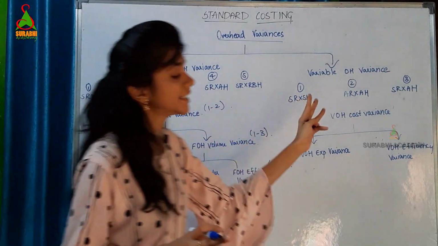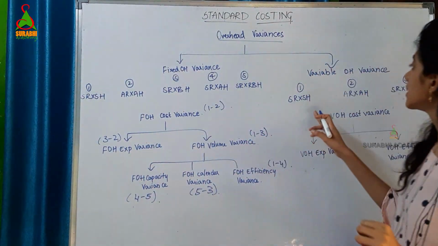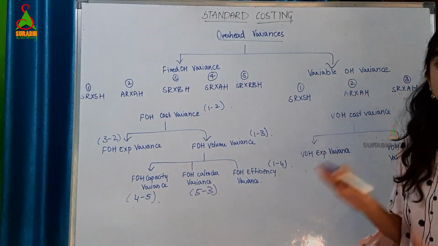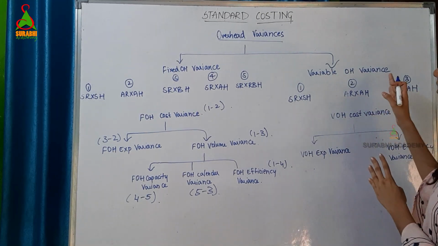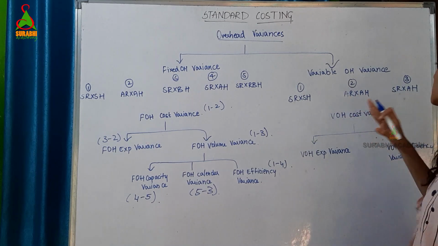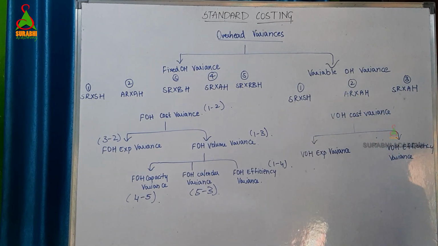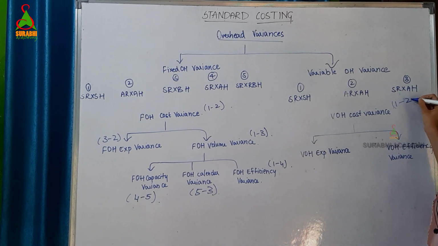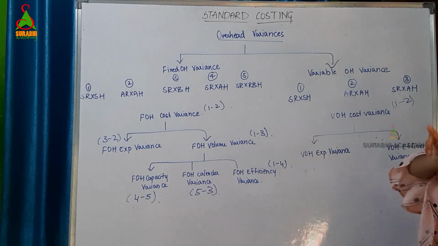Next one, variable overhead variance. Only three steps will be there here. First one, standard rate into standard hour. Very simple. Just like labor rate variances only. Here also actual rate into actual hour, and third one, standard rate into actual hour. So to find out cost variance, what we have to do? 1 minus 2. So this minus this we have to use.